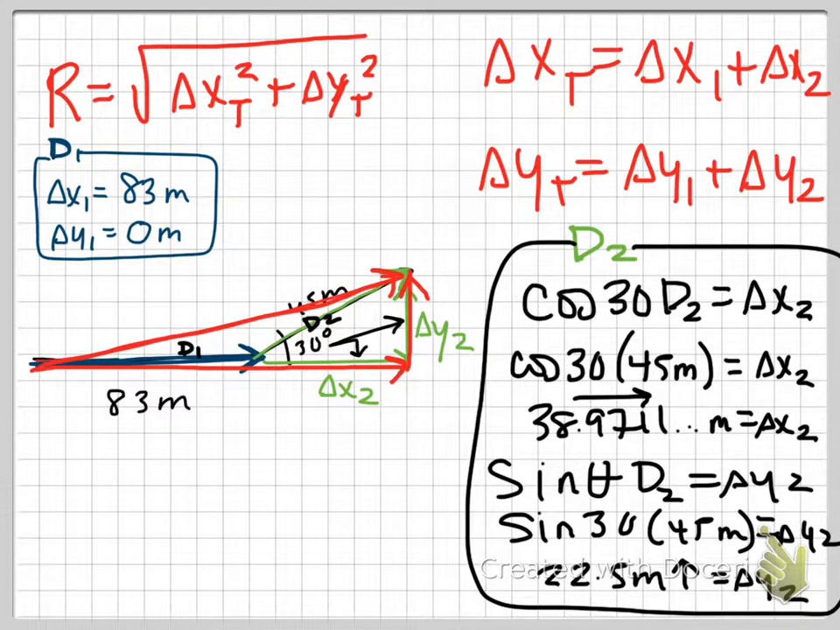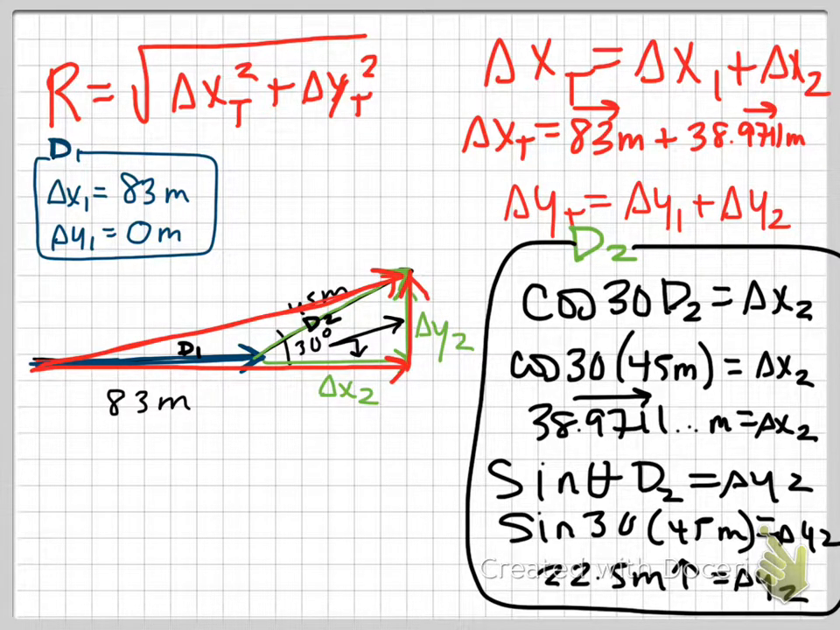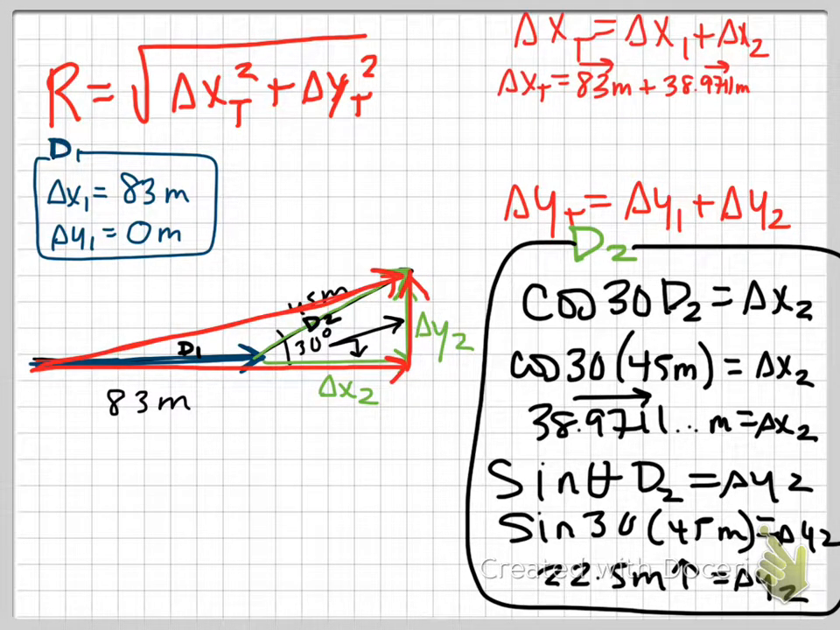So I know that delta x total equals delta x1 plus delta x2. In other words, delta x total equals 83 meters that way plus, and remember that you're not going to round until the very last step. So I'm going to keep that whole number, 38.9711, also that way. Move that up and shrink it a little bit.